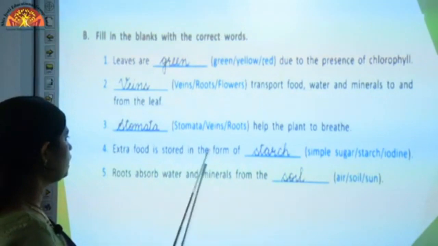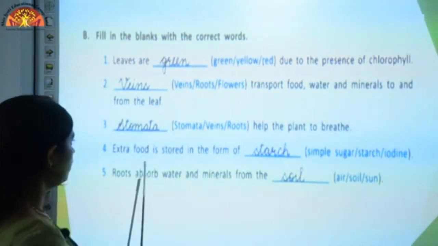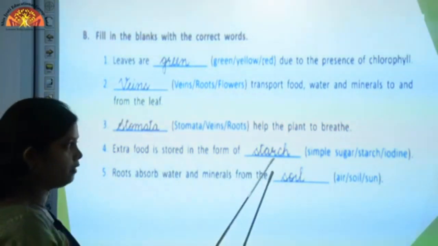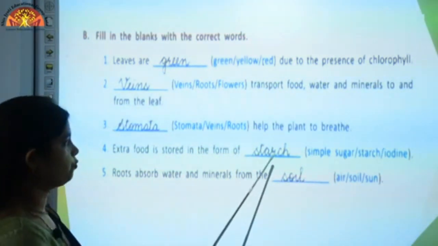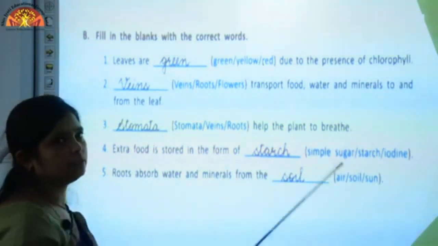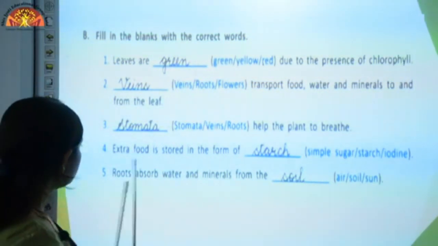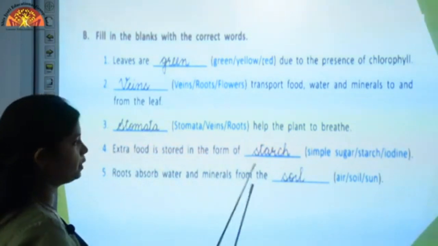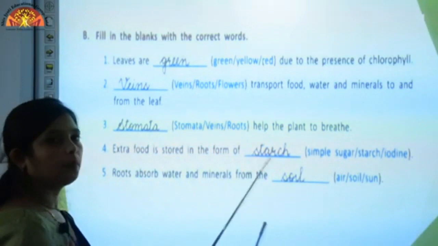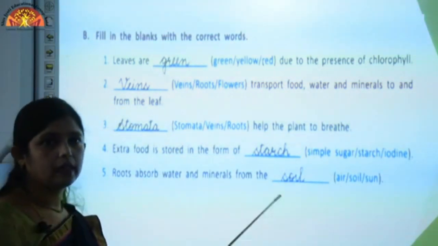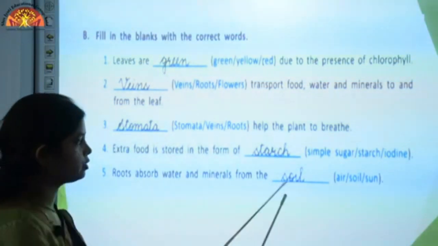Extra food is stored in the form of dash: simple sugar, starch or iodine. So here the correct answer is starch, because food is prepared in form of simple sugars, it is stored in form of starch, and iodine is used to test the presence of starch. Roots absorb water and minerals from the dash: air, soil or sun. So water and minerals are present in soil. So plants take this water and minerals from the soil with the help of their roots. So here soil will come.